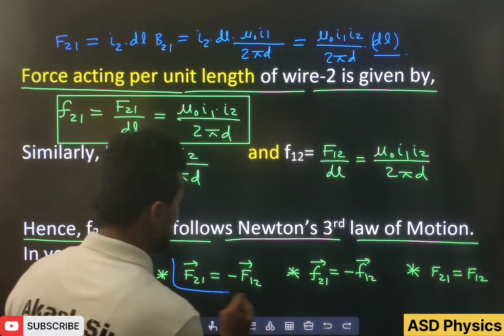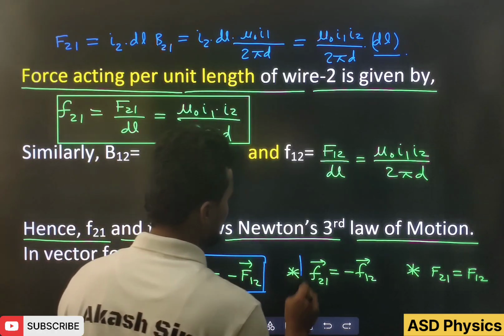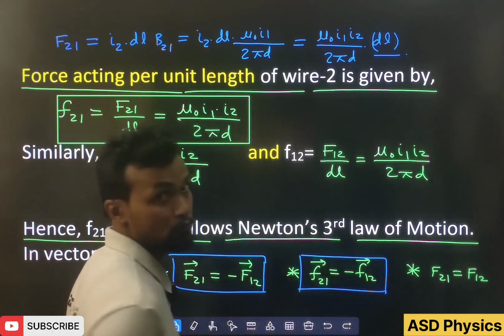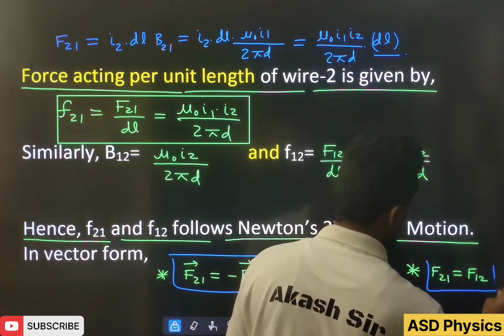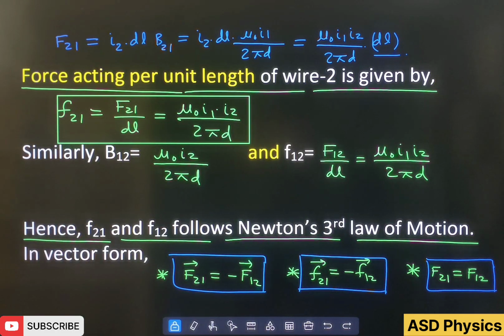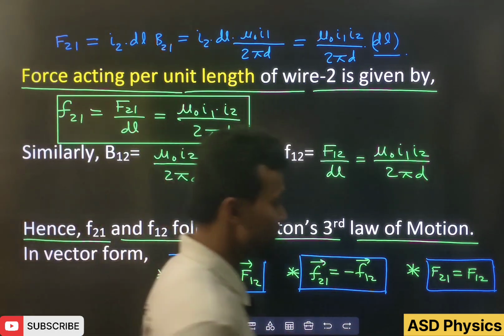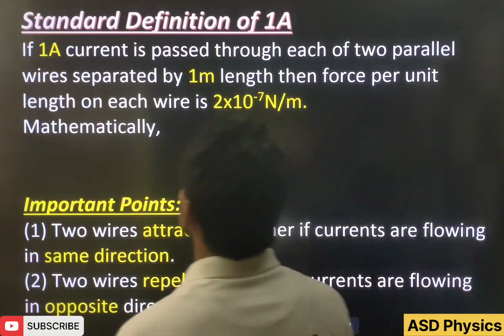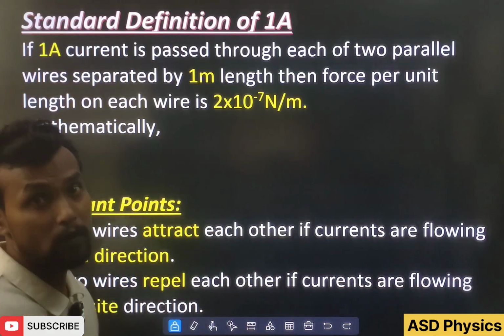This is the force on dl length or any specific length, this is the force per unit length, and this is the magnitude. Very important derivation.